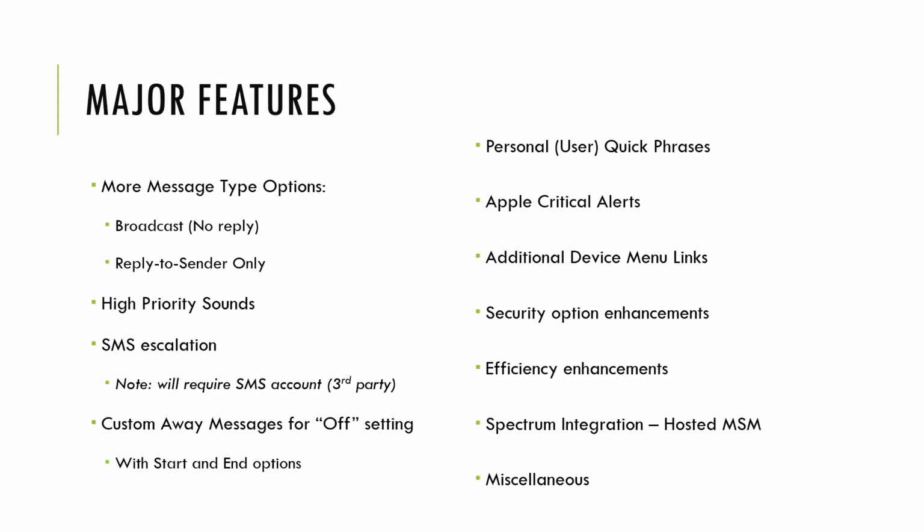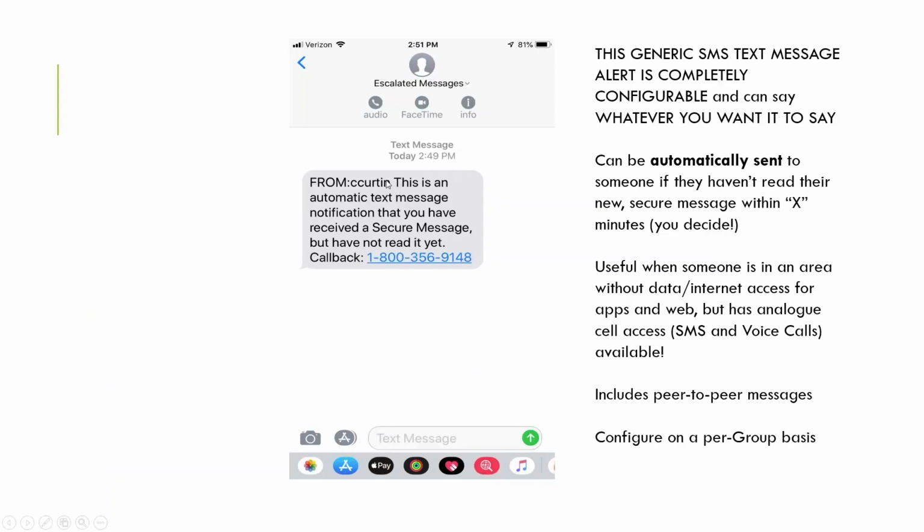So in that scenario where somebody doesn't have internet at that moment, you're able to say if they don't read the message, and this includes peer-to-peer messaging as well and can be set up on a per group basis, if they don't read the message within 1 minute, 2 minutes, 20 minutes, you decide, send them this text message. And when I say this is customizable, this is just one I created for this webinar and for this demo, but what this says, as well as a phone number, if any, is fully configurable by you.